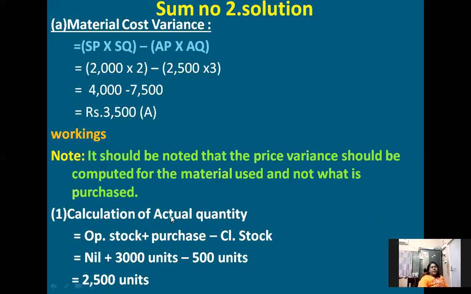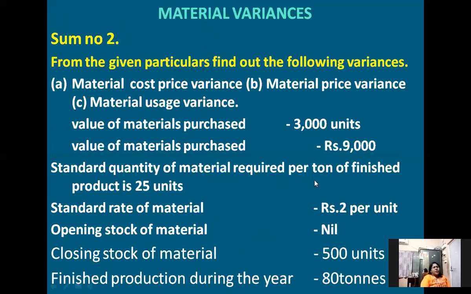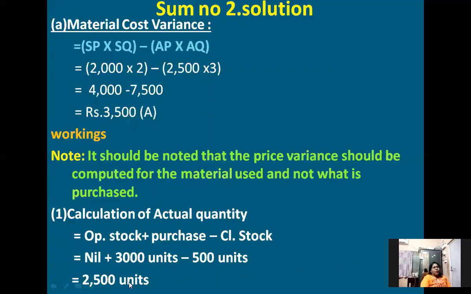The first working I made here is the calculation of actual quantity. For this, I need to apply this formula. Have a note of this. Whenever you have information on opening stock, purchase or closing stock, make use of this formula to know the actual quantity. As per this problem, opening stock is nil, purchase was given as 3,000 units and closing stock was given as 500 units. So the actual quantity is 2,500 units.